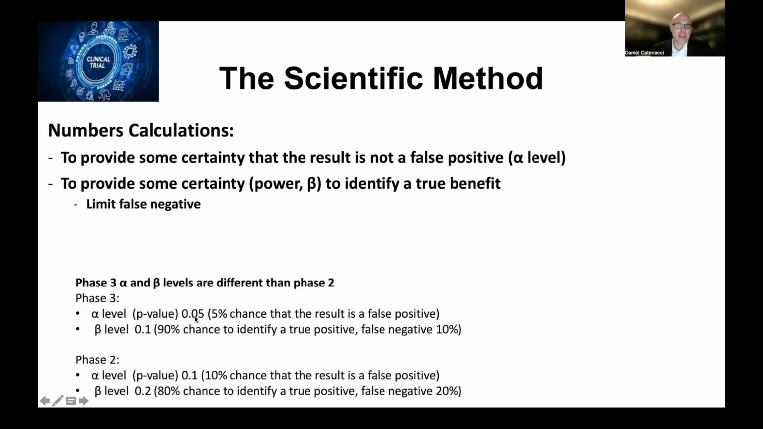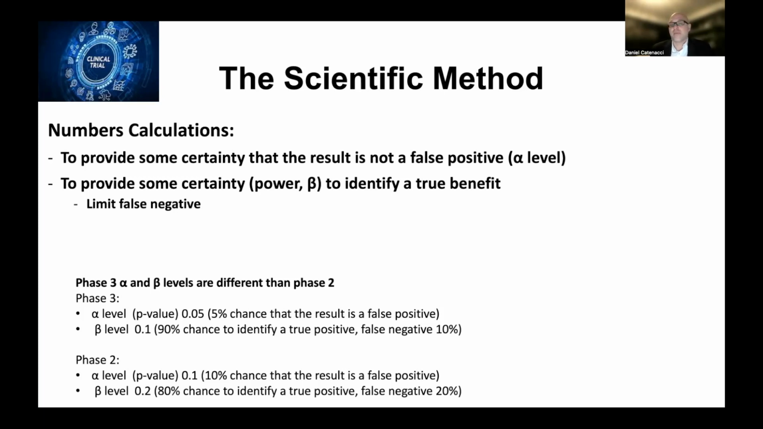That means that if you see a result showing that your investigational therapy is better than your control arm, and the p-value is 0.05, then that means there's a 5% chance that the result is not truly positive. In other words, if you ran this study 20 times, one of the 20 times it would have been positive, but it's not really positive. And you would be declaring this, if you were to just base it on that one study, a positive result, even though it's not. That said, 19 of the times it would be positive.